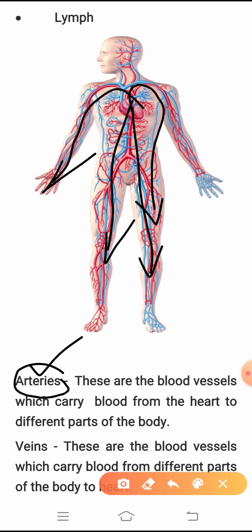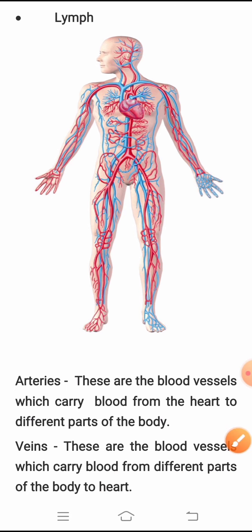Okay, so the arteries carry, what do they carry? Correct, they carry the blood from the heart to different parts of the body. What kind of blood do they carry? They carry the oxygenated blood. Okay, so moving to the veins.